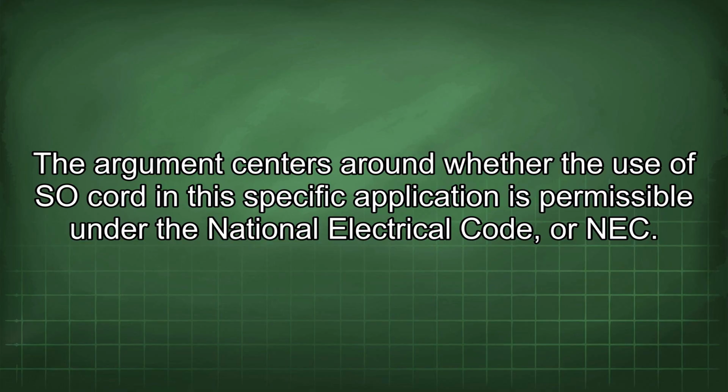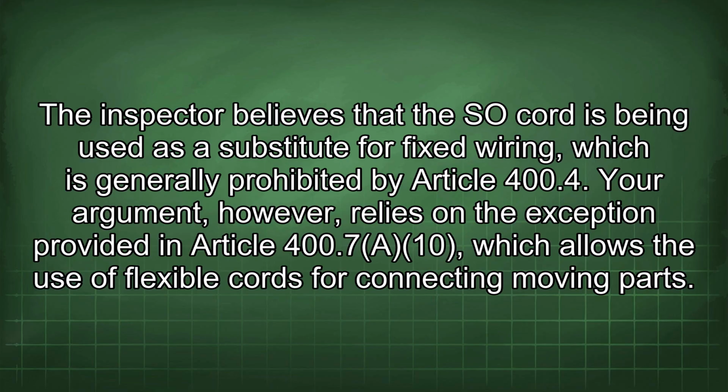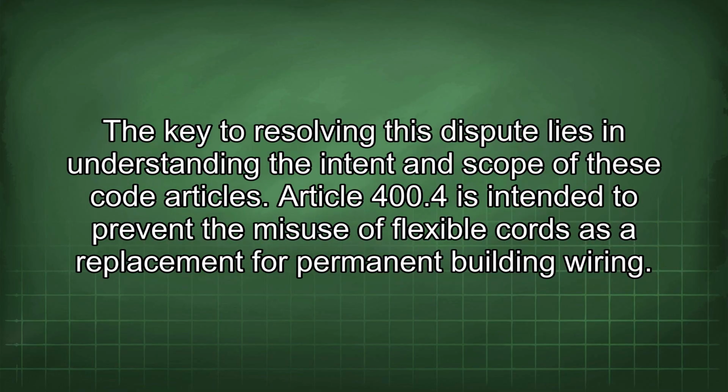The argument centers around whether the use of SO cord in this specific application is permissible under the National Electrical Code, or NEC. The inspector believes that the SO cord is being used as a substitute for fixed wiring, which is generally prohibited by Article 400.4. Your argument, however, relies on the exception provided in Article 400.7, which allows the use of flexible cords for connecting moving parts. The key to resolving this dispute lies in understanding the intent and scope of these code articles.